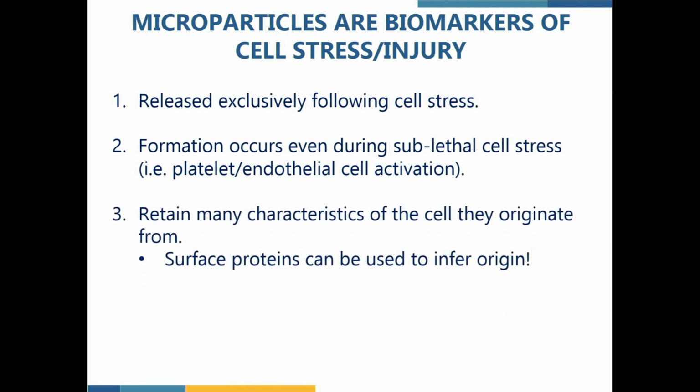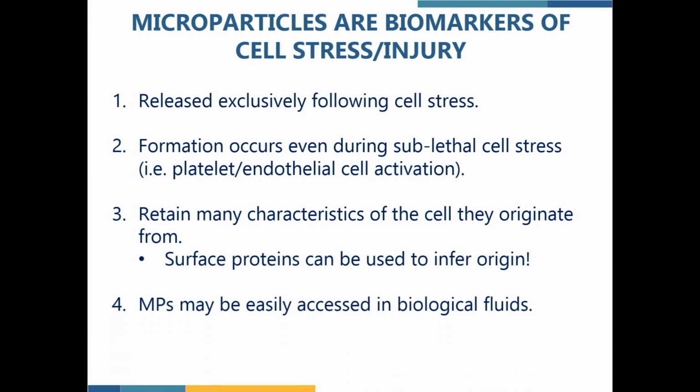They retain many of the characteristics of the cells they originate from, and one particular way this can be exploited is looking at surface proteins. You can look at, for example, an endothelial cell surface marker and note that they're coming from endothelial cells. And finally, they can be easily accessed in biological fluids.